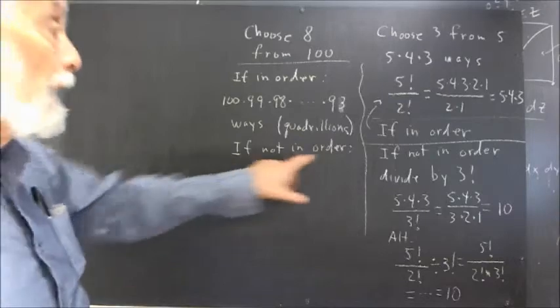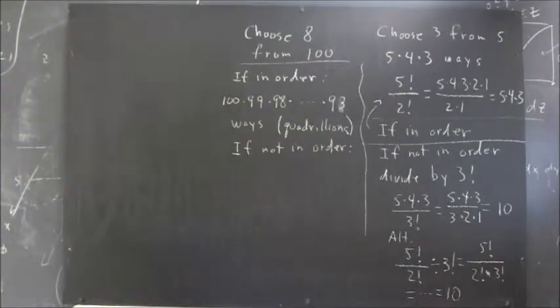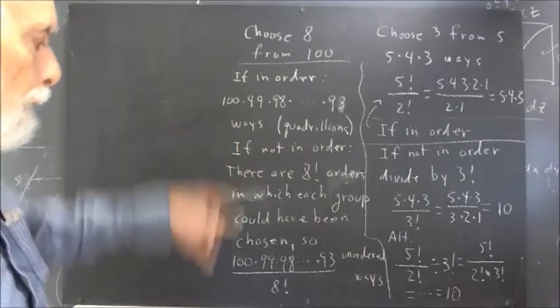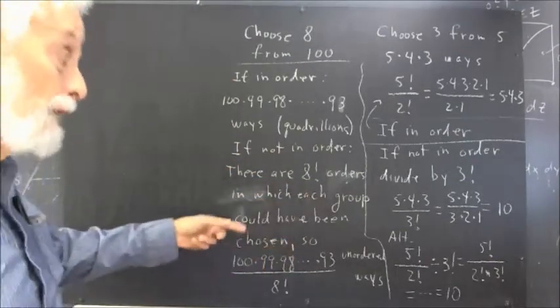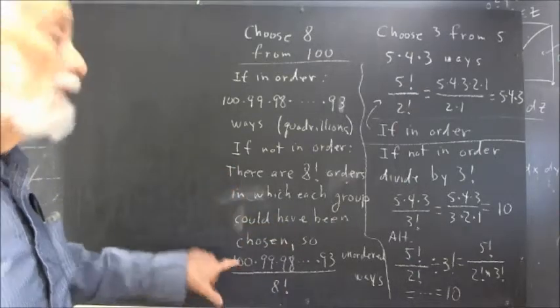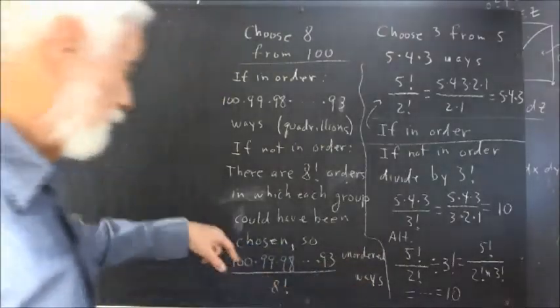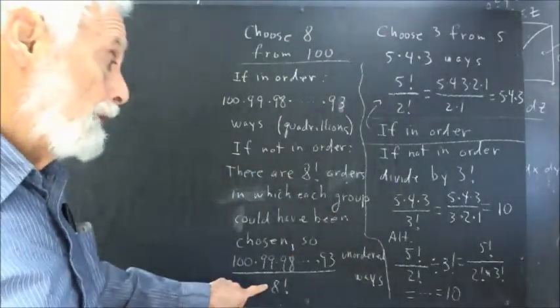But if they're not in order, then what would the result be? Well, there are 8 factorial orders in which each group of 8 could have been chosen. So your total number of unordered ways is going to be the 100, 99, 98 down to 93 divided by the 8 factorial.